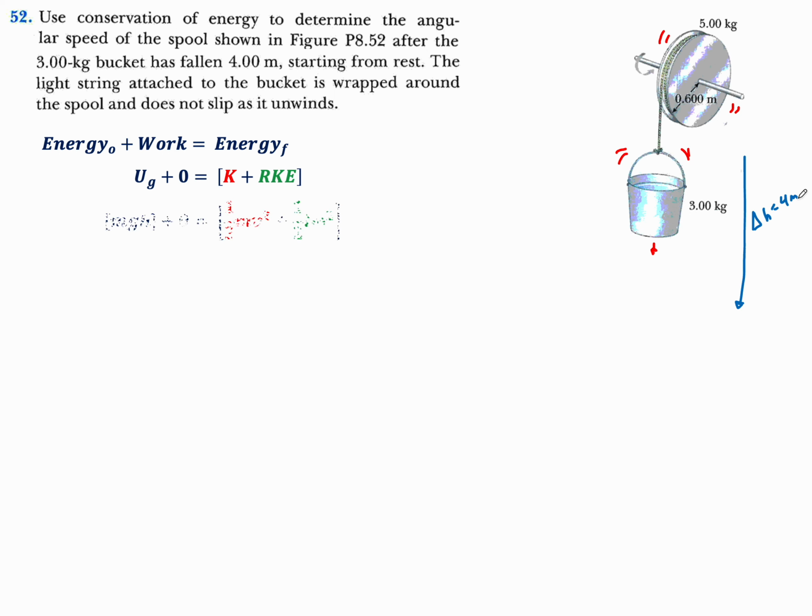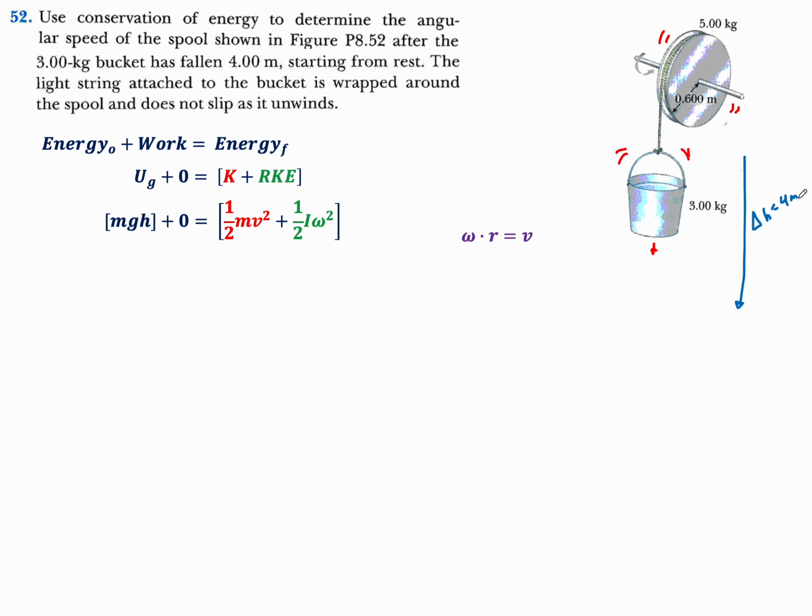So plugging in what we know. Change in gravitational potential, it's only the bucket that's actually falling. The spool is staying in place. It is going to equal 1/2 mv squared, where m is the mass of our bucket, plus 1/2 I omega squared, where I is the rotational inertia of the spool.